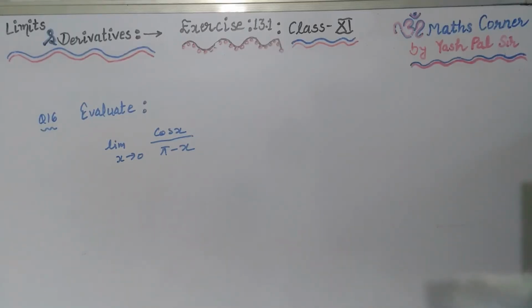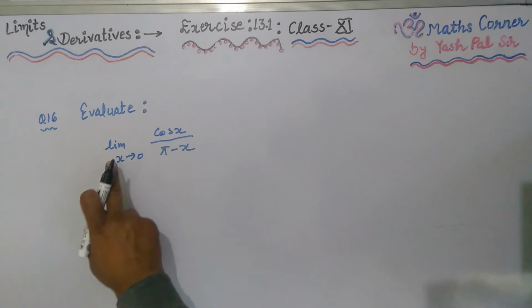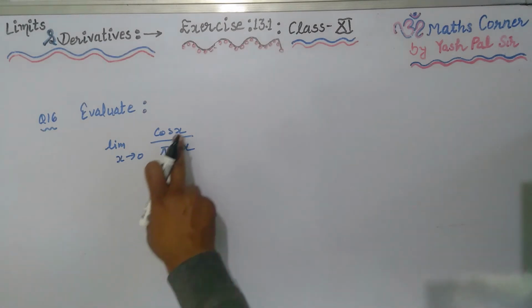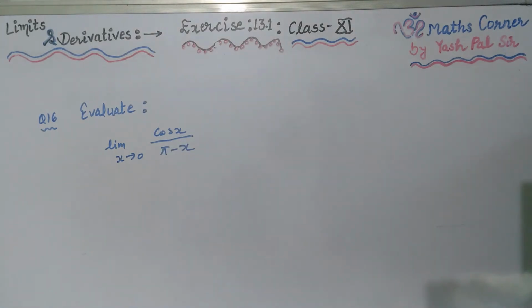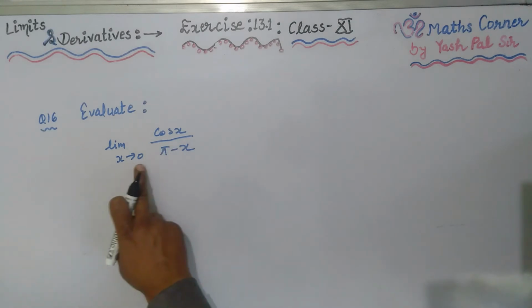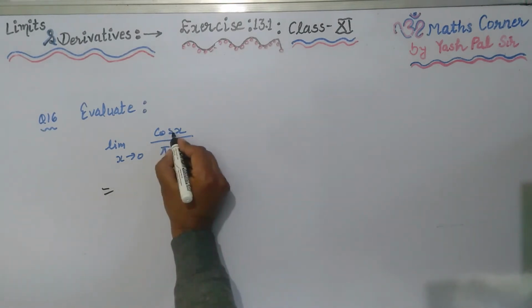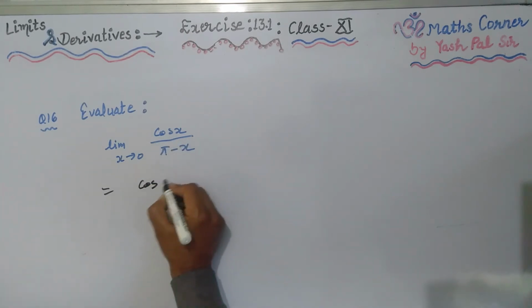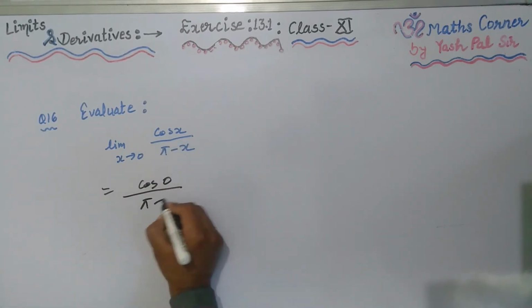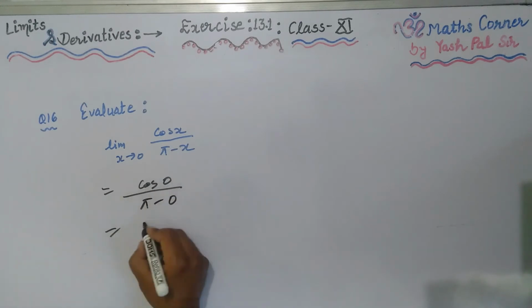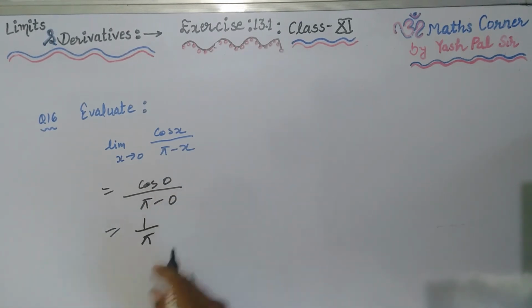Now question number 16. Evaluate the limit x approaches 0 of cos x divided by pi minus x. The very first thing we have to do is insert x equal to 0 in the function. So what happens, cos 0 divided by pi minus 0. We know that cos 0 is 1, so 1 upon pi, we have got the answer. This is the limit of the given function.